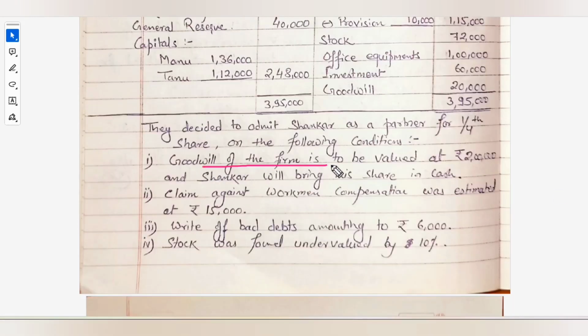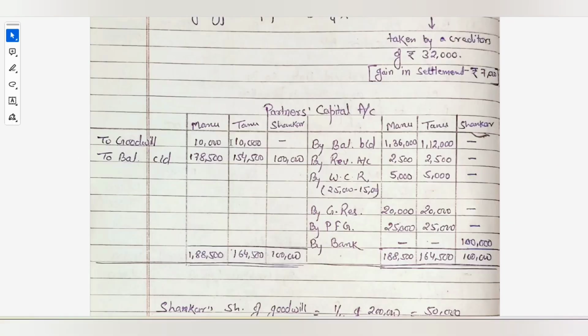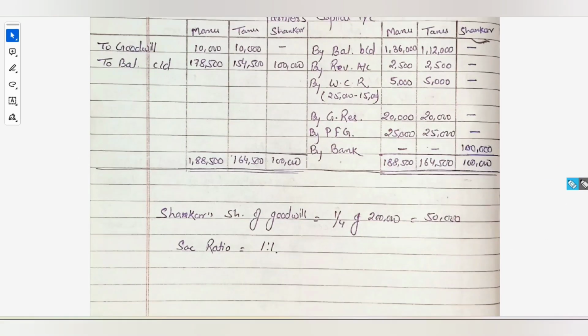So what is written here? Goodwill of the firm is valued at rupees 2 lakh and Shankar will bring his share of goodwill in cash. That means he has brought in his share of goodwill in cash. So we need to write premium for goodwill. Now, what is his share of goodwill? Shankar's share of goodwill is 1 by 4th of the total goodwill, that is 2 lakh, which is equal to 50,000. He has brought 50,000 as his premium share of goodwill, and the sacrifice ratio is the equal ratio, that is the old ratio, because no other information is available in the question. So by premium for goodwill in sacrifice ratio, which is equal to the old ratio in this question, 25,000 to each partner.